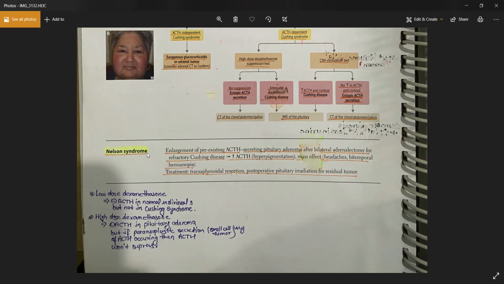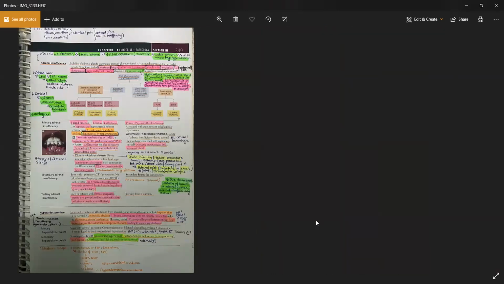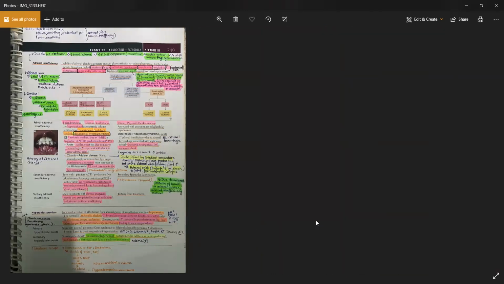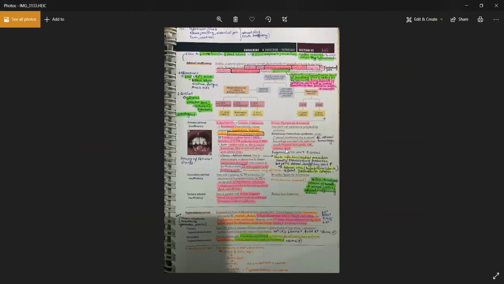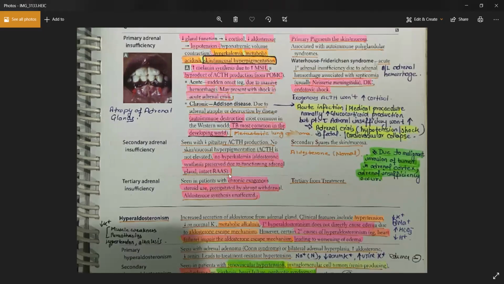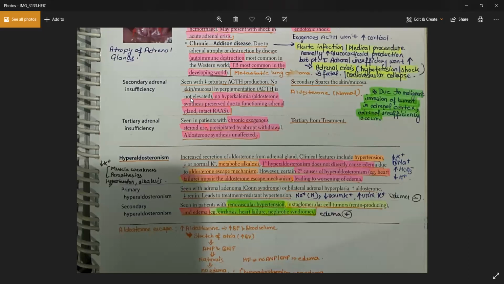The treatment would be to remove the tumor itself. Okay, it could be a transsphenoidal resection, it could be a post-operative pituitary irradiation for the residual tumor. Okay, and now we will discuss the adrenal insufficiency. Okay, before doing that, we need to also discuss the hyperaldosteronism. After that, we will discuss the insufficiency.